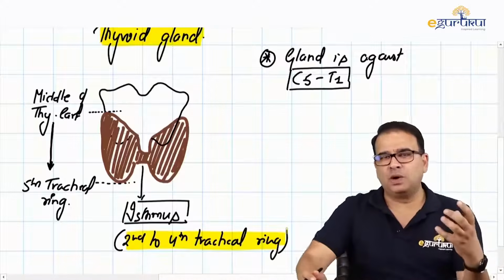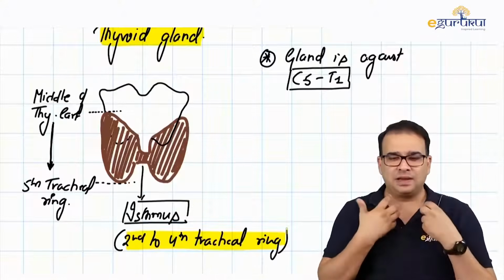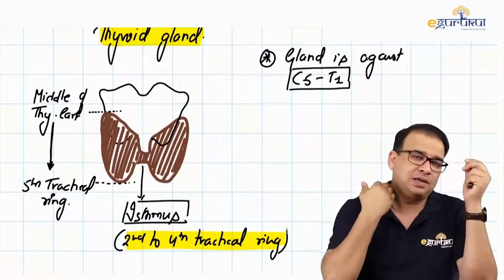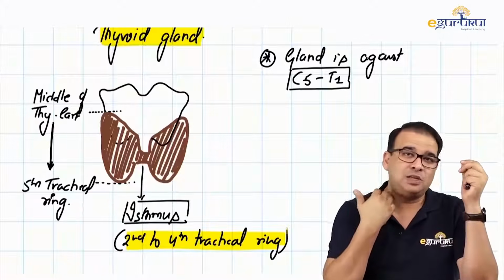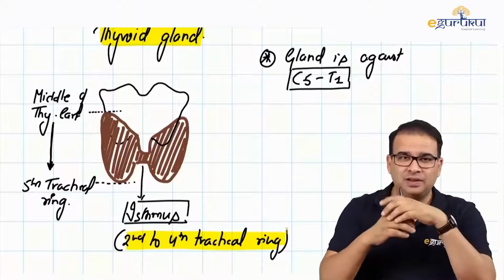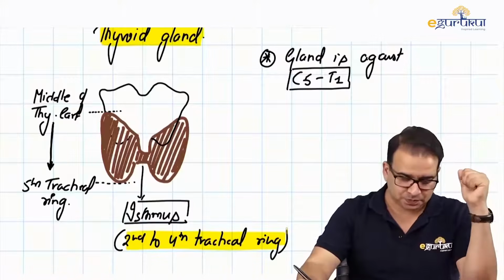When you compare it to the vertebral column, it is from C5 to T1. And when you compare with the skeletal structures in front, it starts somewhere from the middle third of the thyroid cartilage, below the oblique line of the thyroid cartilage, and extends till the fifth tracheal ring. The isthmus, whereas, is located against the second to fourth tracheal ring.